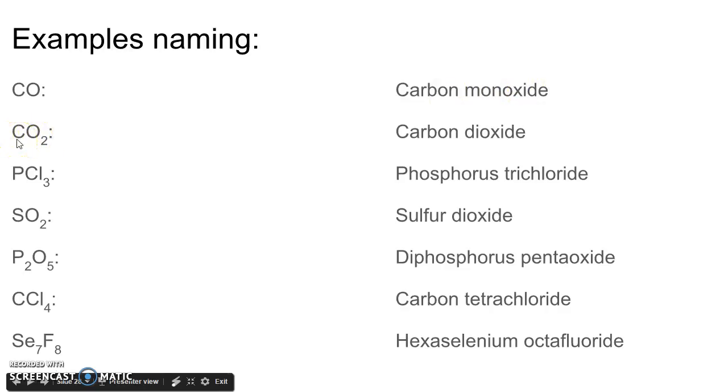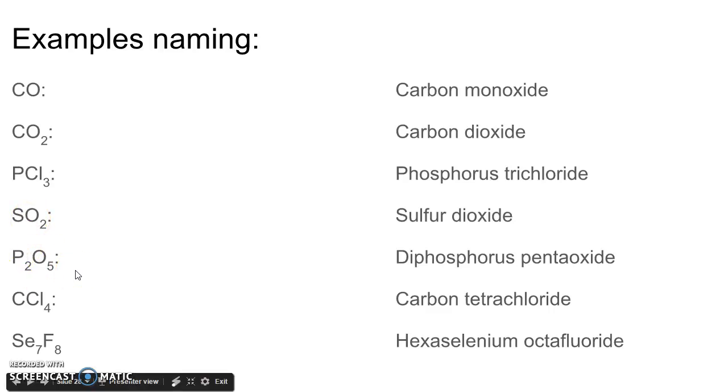CO2 is still carbon and oxygen, so monocarbon and dioxide, because I still changed the second one to IDE, but we don't use mono on the first one, so I dropped that, and this is why CO2 is called carbon dioxide. PCl3, I have 1 phosphorus, so that's why it's just phosphorus, and I have 3 chlorines. Well, I have 3, meaning the tri, and then I changed the ending to IDE, so phosphorus trichloride. SO2, sulfur dioxide, to show that I have 2 of them.